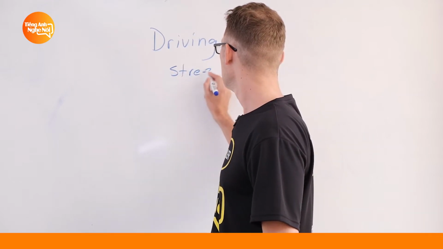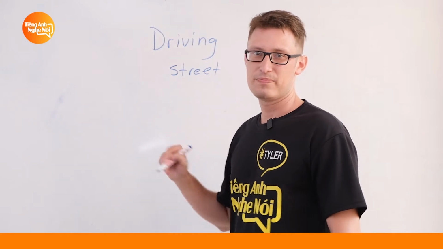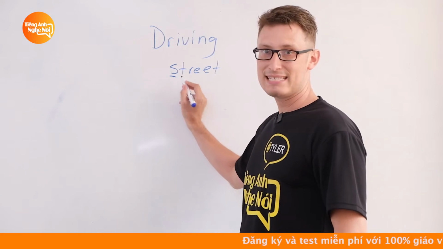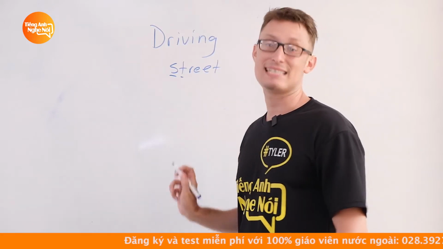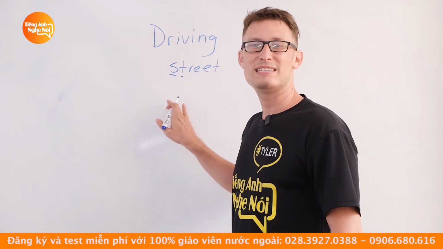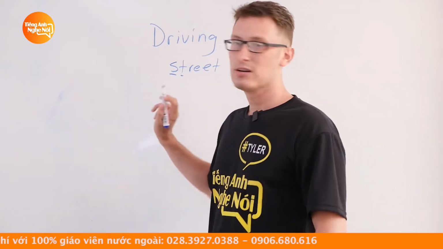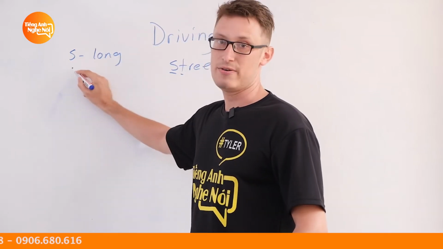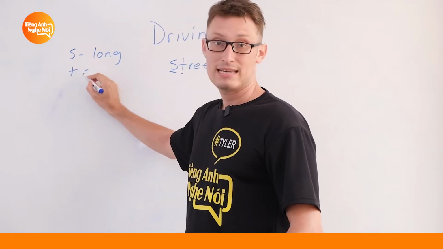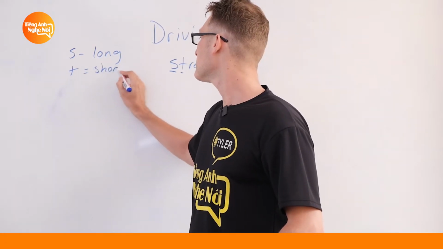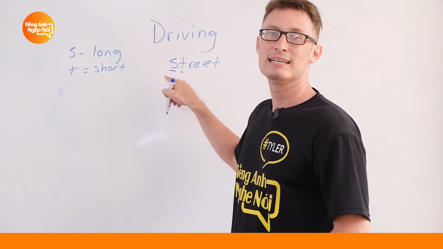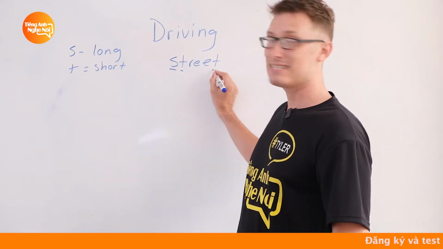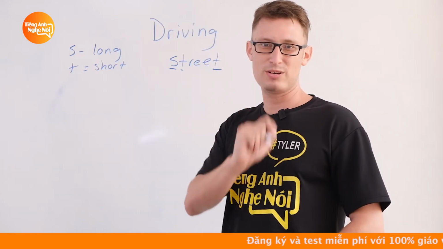Let's talk about the street. Okay, now, some pronunciation for you. The S and the T sound, okay? These are different sounds, okay? Remember, the S is a long sound and the T is a short sound. St, st, street, street. Okay? Remember to make those sounds.